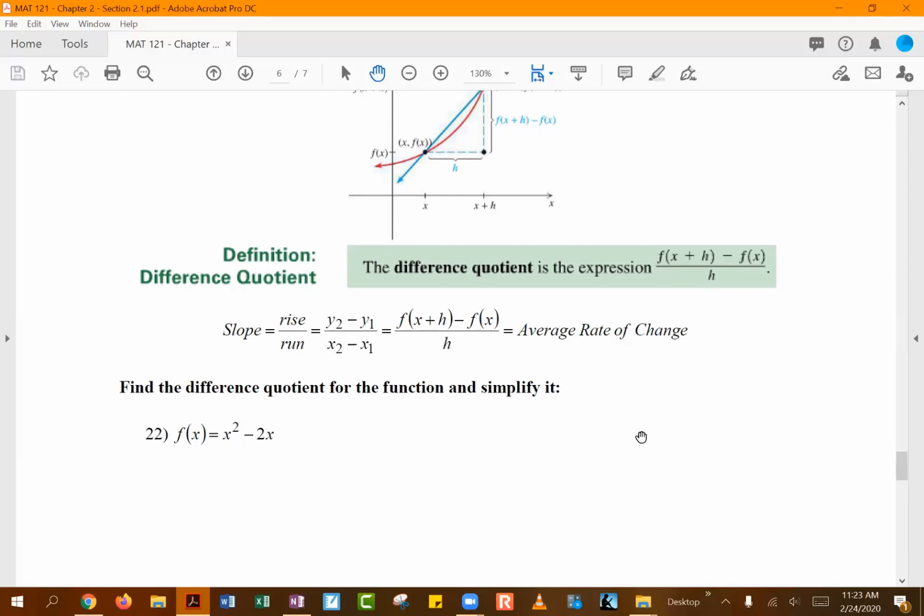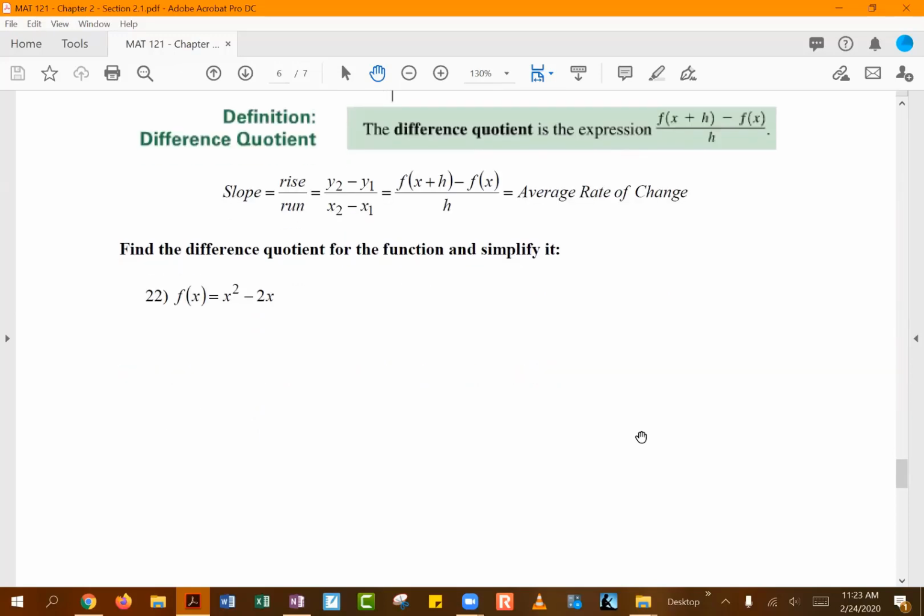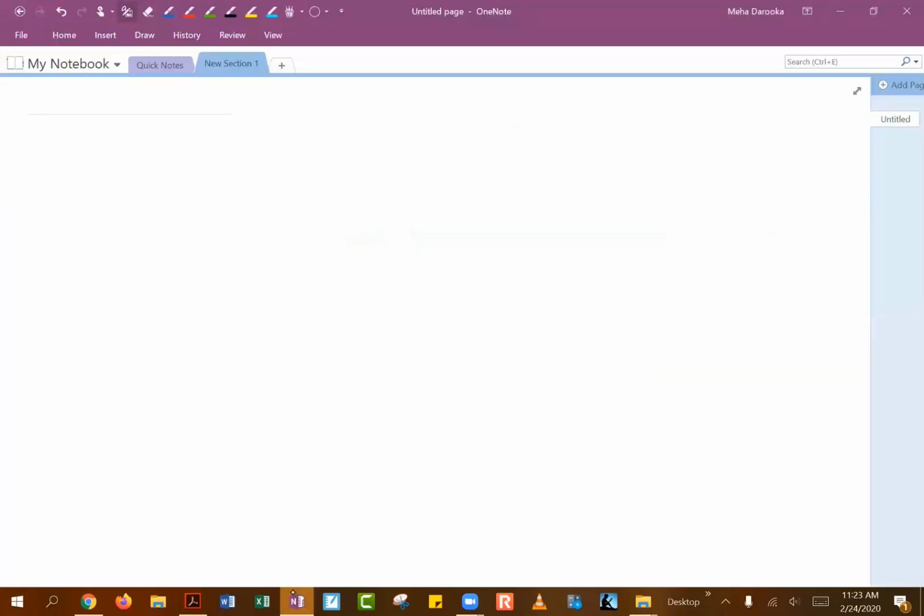So the way I like to break these guys down is actually into 3 steps. We start by finding our f of x plus h first, then do the subtraction with the two functions, and then the last step would be dividing by h. You can do all of these as one single unit, or you can do it in 3 steps, how I'm showing you. So let's take a look at number 22 here. Our original function is f of x equals x squared minus 2x.